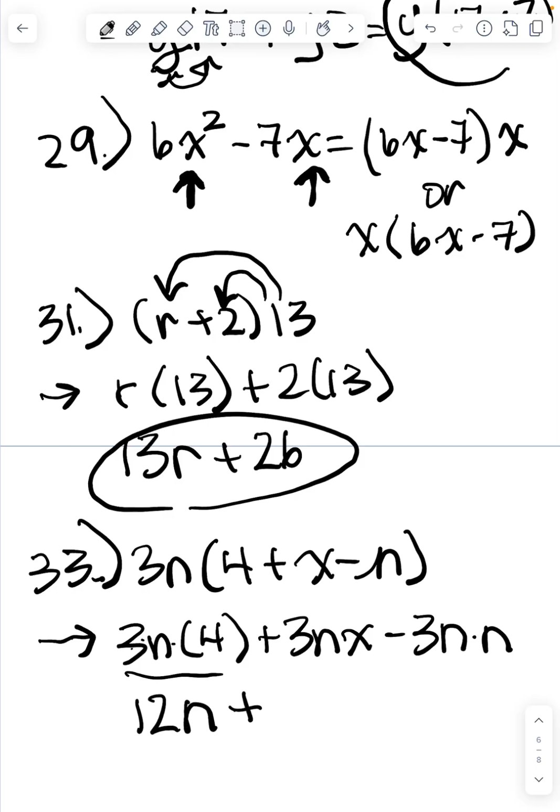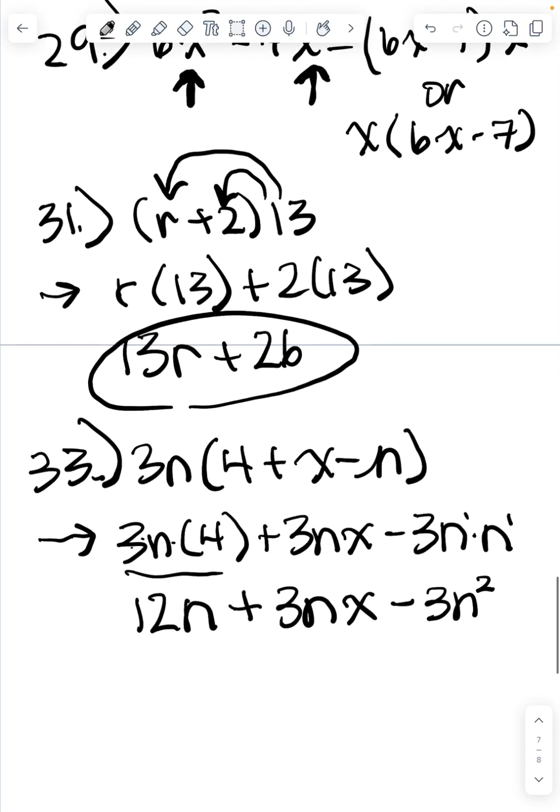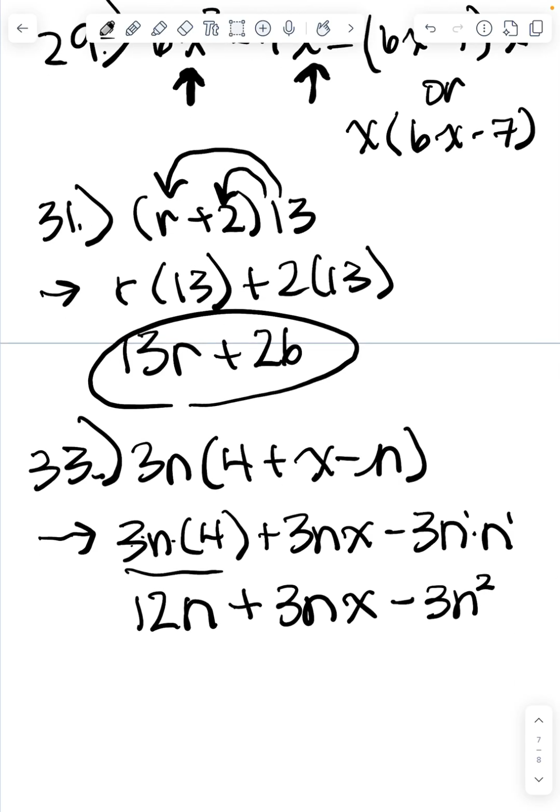Nothing can be cleaned up here in this second term. 3nx is going to stay that way. Minus, this is going to become 3n squared because an n to the first power times an n to the first power is n to the second power. So this is your best answer.